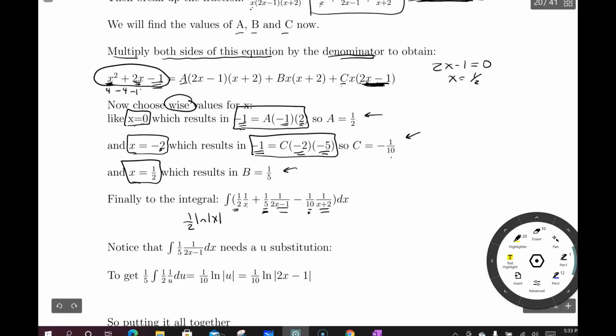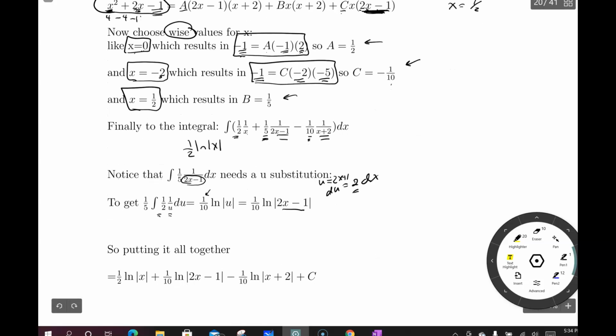These two here need u substitution. So be careful. Remember, you want to let u equal the denominator. So you want to let u equal 2x minus 1. So du is 2 dx. So I get a 1/2 in the front, 1 over u du. So that gives me a 1/10 ln of u, so 1/10 ln of 2x minus 1.